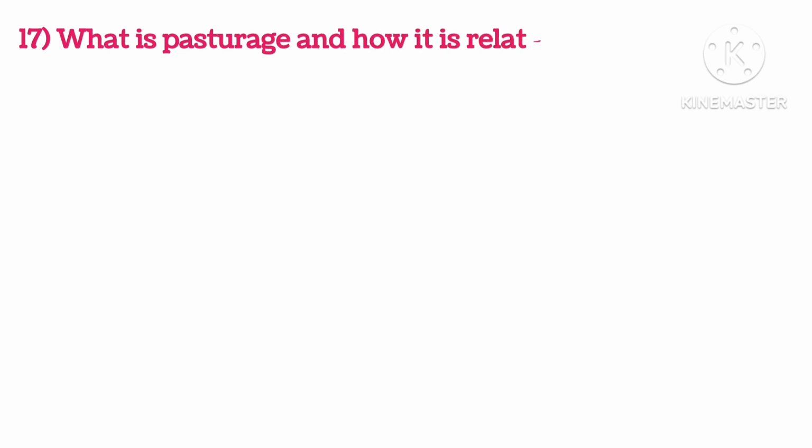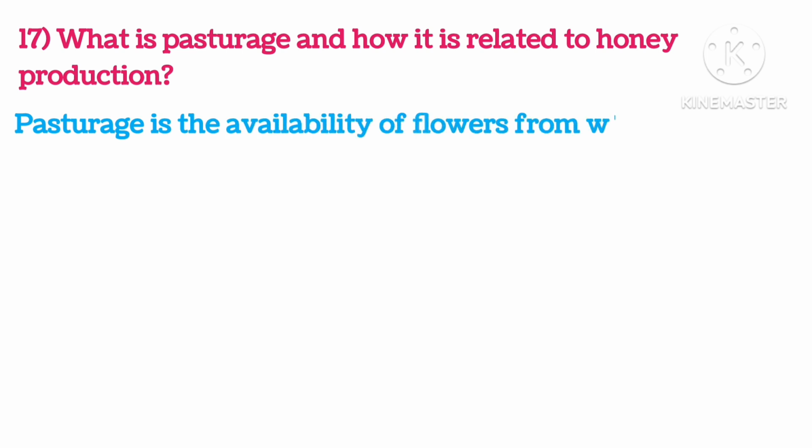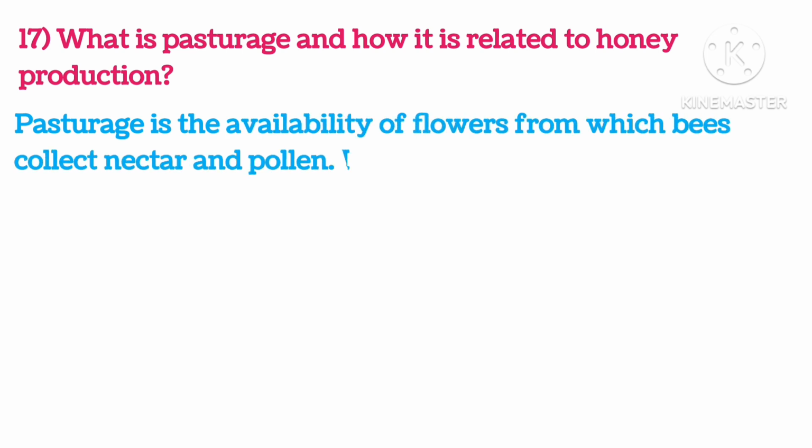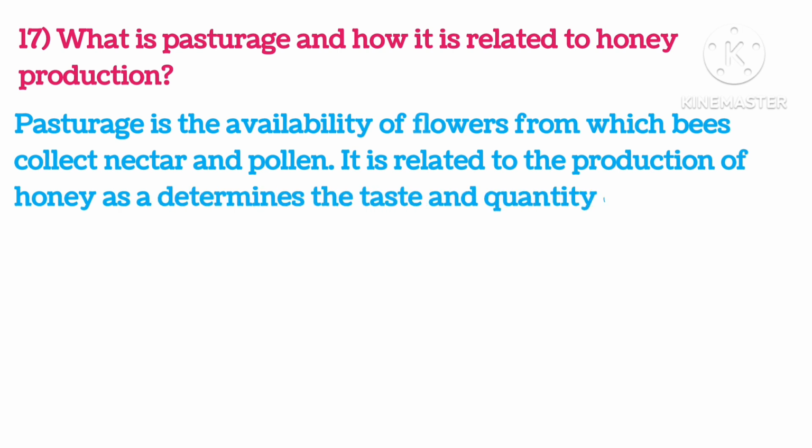What is pasturage and how is it related to honey production? Pasturage is the availability of flowers from which bees collect nectar and pollen. It is related to the production of honey as it determines the taste and quantity of honey.